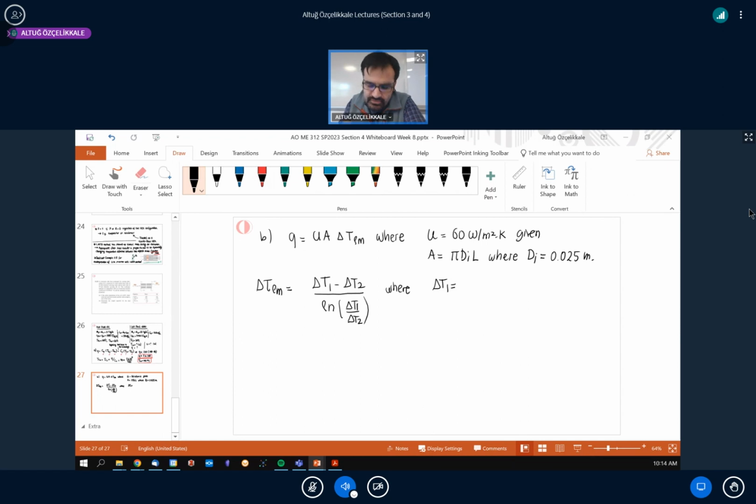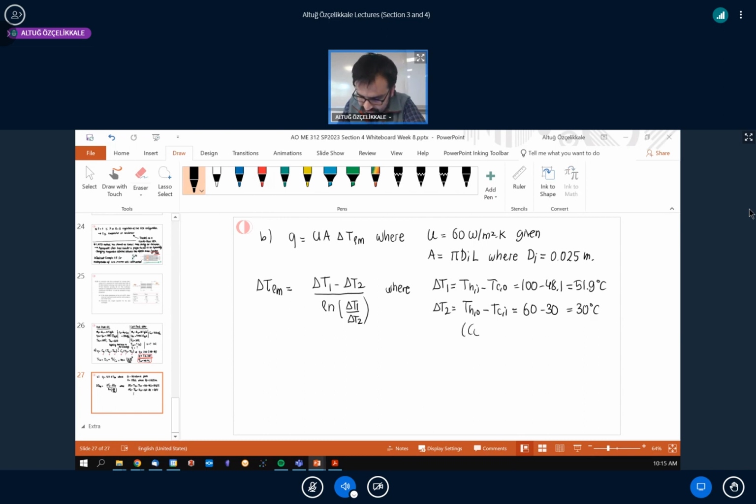You can pick any side, but I'm going to go ahead and pick the inlet of the hot fluid as my site 1. That's corresponding to the outlet of the cold fluid. And delta T1 is going to be 100 minus 48.1, and that's going to be 51.9 degrees Celsius. And delta T2 is going to be the hot fluid outlet temperature minus the cold fluid inlet temperature. And that's going to be 60 minus 30, that's 30 degrees Celsius.